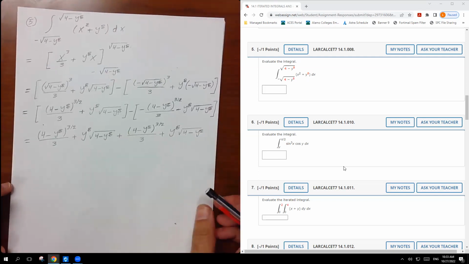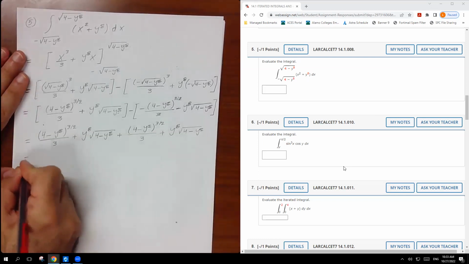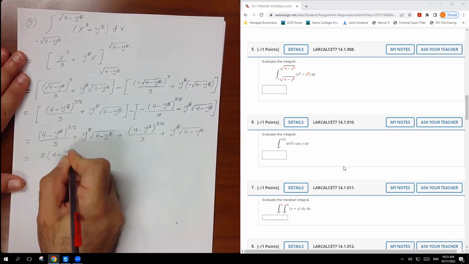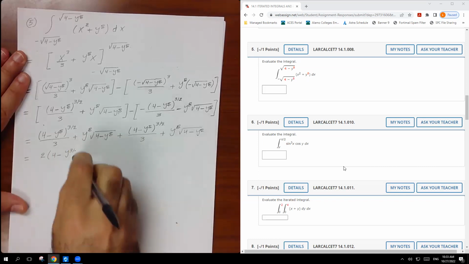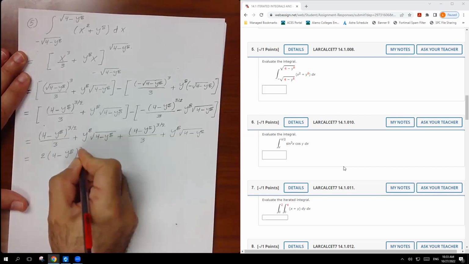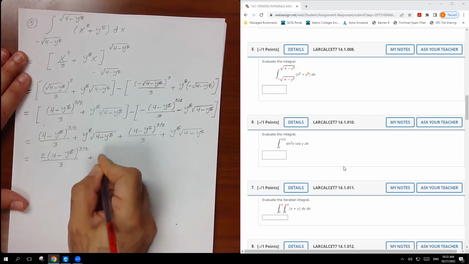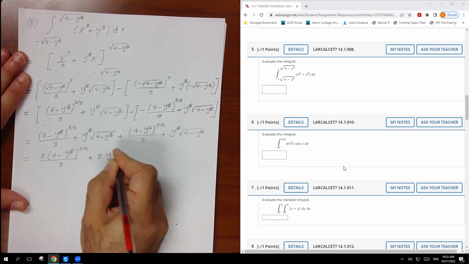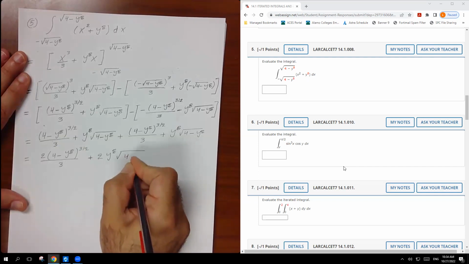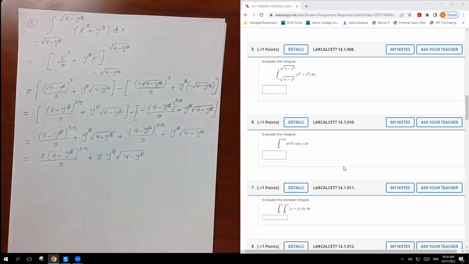Now, last step, we're just going to combine, because this one is similar to this one. So this one is going to be equal to 4 minus y to the 8, to the power 3 over 2, divided by 3, plus also 2 y to the power 8 square root of 4 minus y to the power 8. Let's see if we can simplify it more.